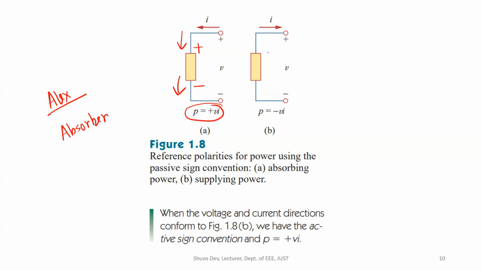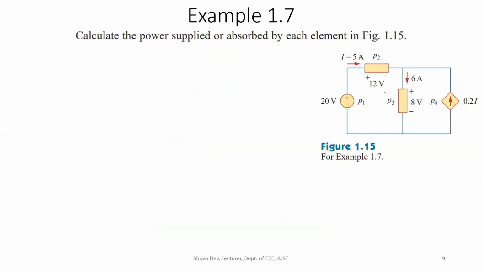And opposite to this, if current enters the negative terminal and exits from the positive terminal, it will be supplying and power will be negative. So if current enters the positive terminal, power is absorbed. If current enters the negative terminal, power is supplied. So let's go back to our example 1.7. In this example 1.7, we have to find the supplied power and absorbed power by each element in the figure 1.15. So first of all, give the direction of the current.